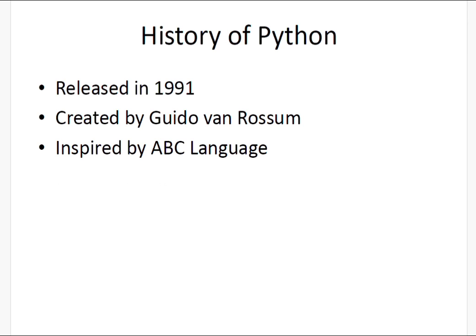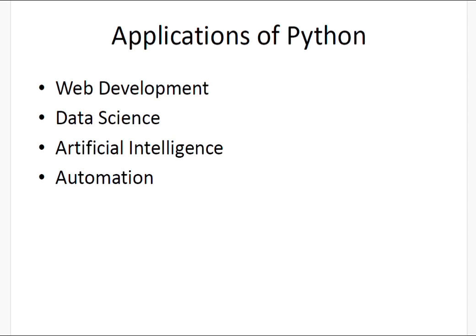It was released in the year 1991, created by Guido van Rossum. It was inspired by the ABC language. That means, as I said earlier, it is very easy to learn by using simple words. Just by learning the alphabets A, B, C, D to Z, we can easily learn. Also using simple numbers, as we know that in the computer we have the numbers from 0 to 9. By using those simple numbers and that simple language, we can easily learn Python, as I said earlier. Next are the applications of Python.